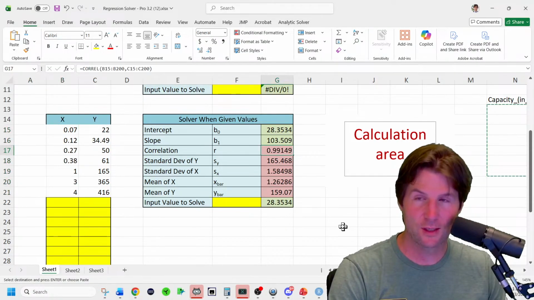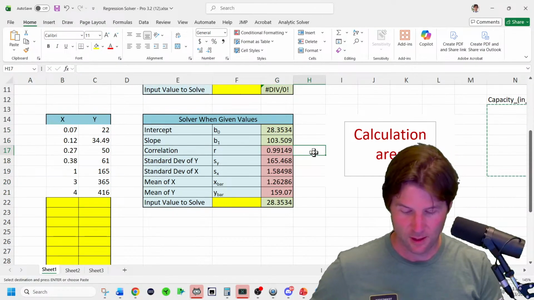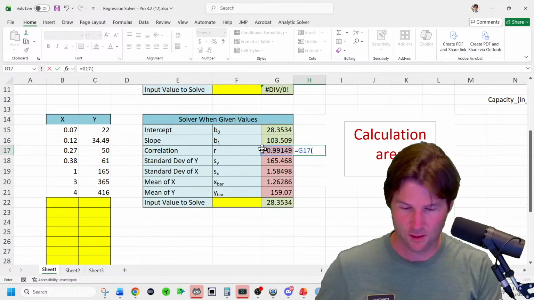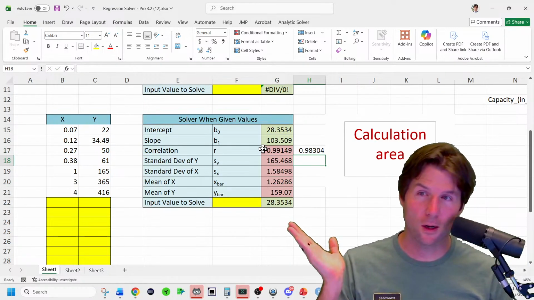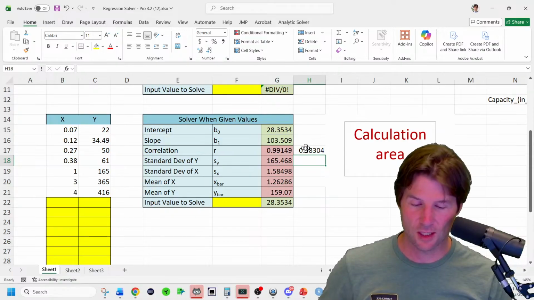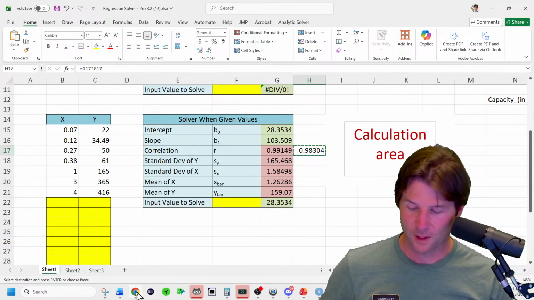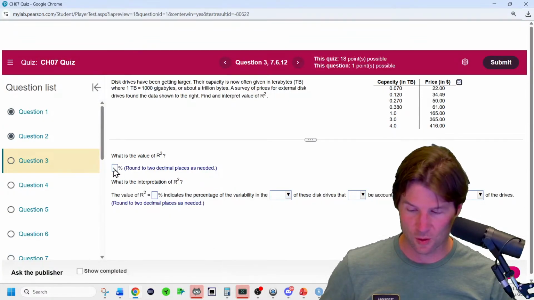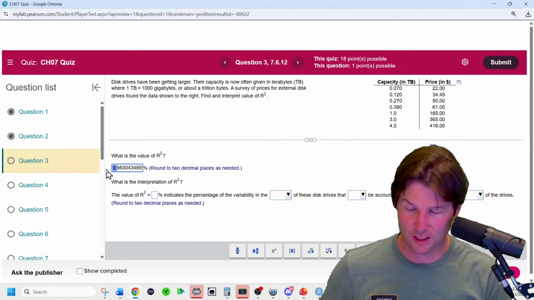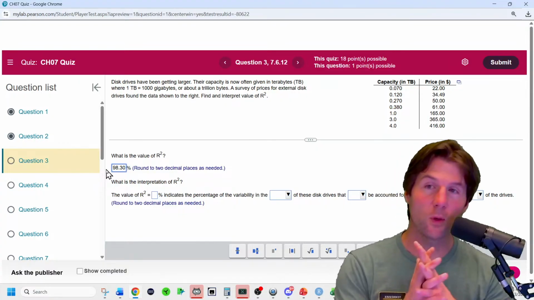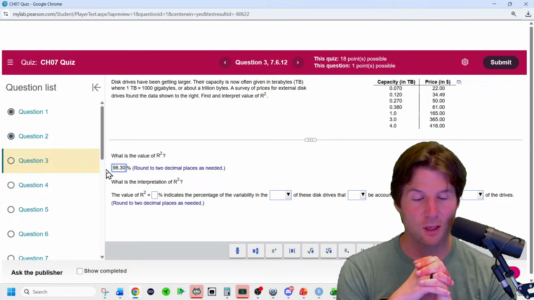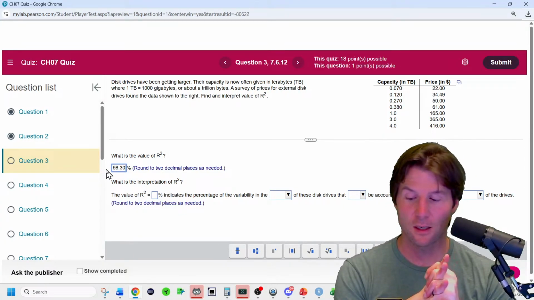Look at that. We got the correlation. And then how do we get R squared? It equals this times this. So literally just take that value and square it. And that's R squared. We now have the value of R squared, but also make sure to move the decimals. It wants 2 decimals. And there we go. 98.3% of the variation in price can be explained by the capacity of a hard drive.